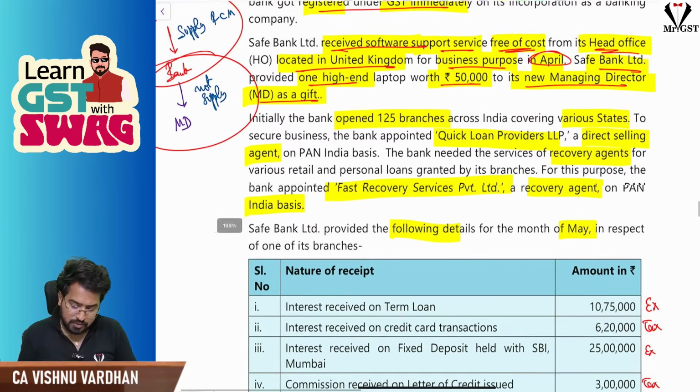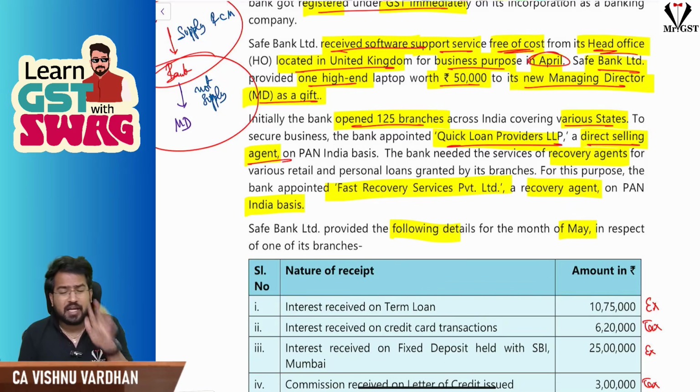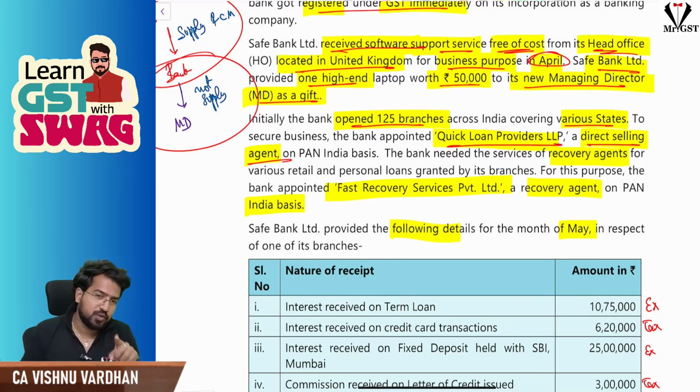Next one, they opened 125 branches across various states and appointed Quick Loan Providers LLP a direct selling agent on pan India basis. Direct selling agent, individual direct selling agent only RCM. This is LLP, not individual direct selling agent. So here RCM will not come.